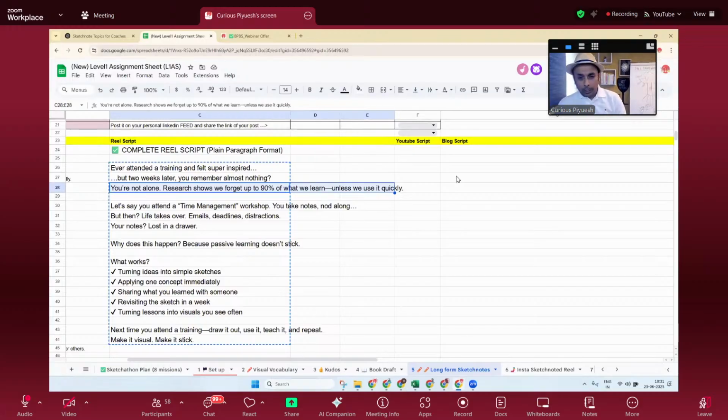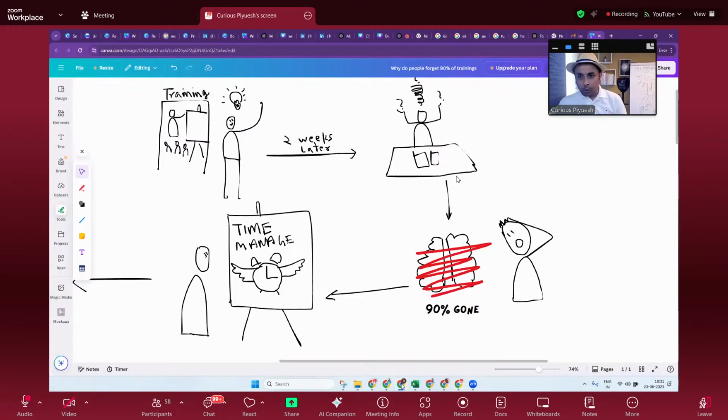So see what I'm doing here. Now again, I'm going here and I'm focusing on this image. You're not alone. Research shows we forget up to 90% of what we learn unless, oh sorry, this was not the one. Delete it again.